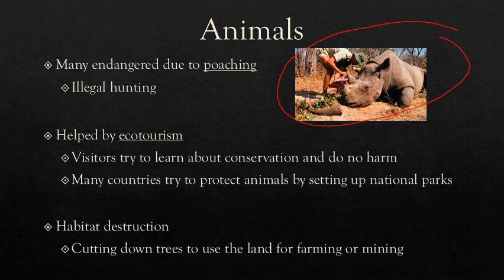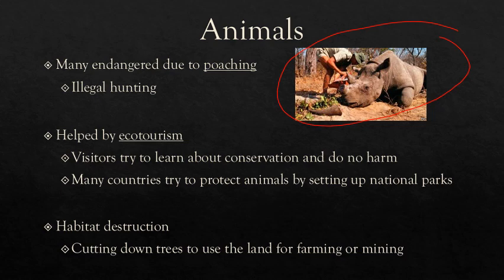People are trying to fight it, trying to do the best they can, but as long as people value the parts of these animals, it's going to be really difficult to stop without really strong regulation and a lot of people there to stop the poaching. The animals are, however, helped by ecotourism. Ecotourism is a good thing, so a lot of visitors come to this area, go on safari, and try to learn about conservation. How can they help these animals? And while they're there, they try to do as little harm as possible to the environment as well.